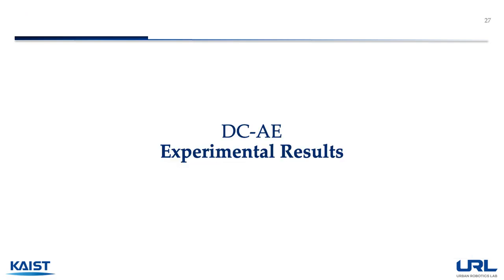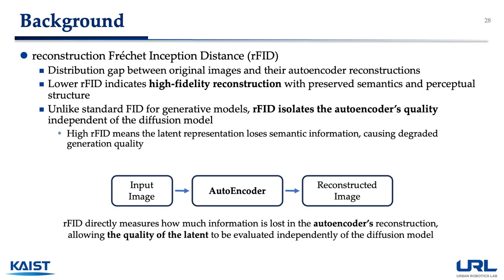Before we dive into the experimental results, let me explain the metric used in the paper. RFID measures the distribution gap between the original images and their autoencoder reconstructions. Lower RFID means the autoencoder preserves semantics and perceptual structure more faithfully. Unlike the usual FID used for generative models, RFID isolates the autoencoder's quality without involving the diffusion model.